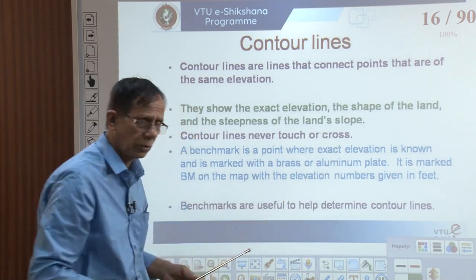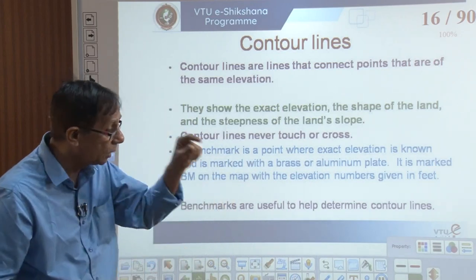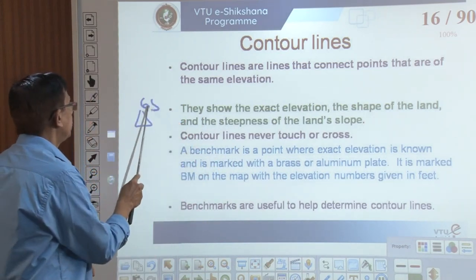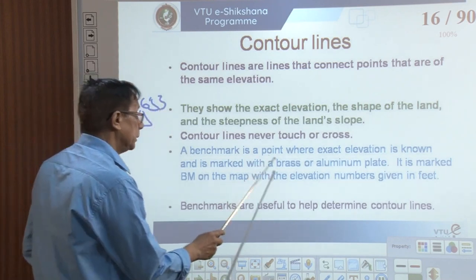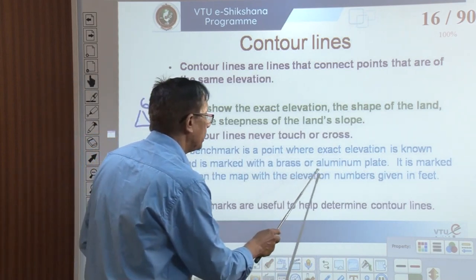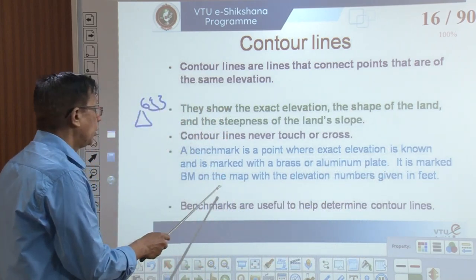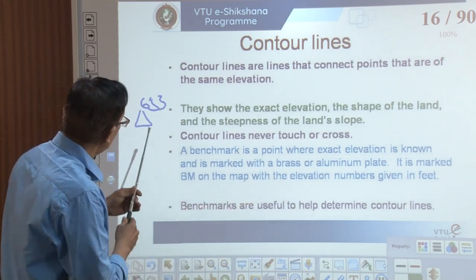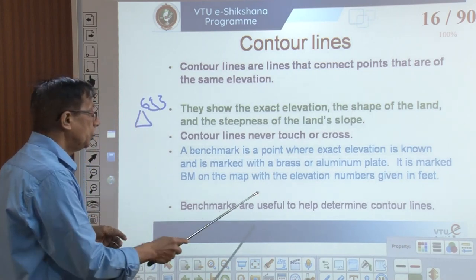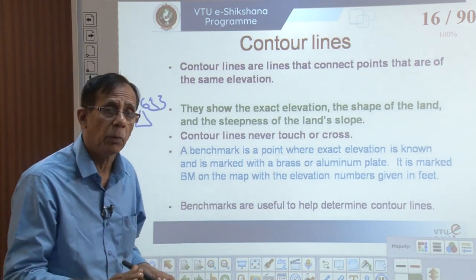They never touch or cross each other, but appear to touch. And a benchmark is a point within the contours. Often you are given a triangulation station benchmark, say 653, like that they give, where exact elevation is known and is marked with a brass or aluminium plate on the ground. It is marked BM on the map with the elevation. So, not necessarily a triangular station, we have a benchmark whose elevation is exactly known, and that is important for us.